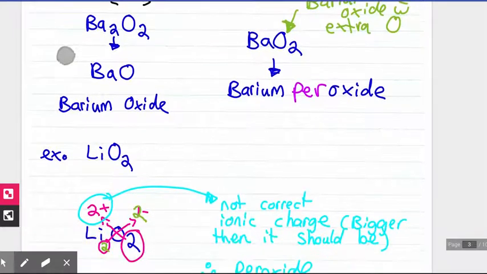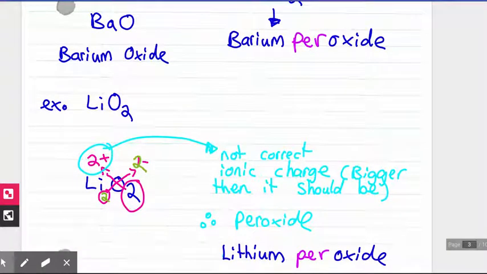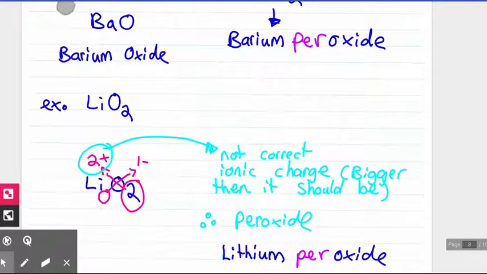All right, another example, lithium LiO2. If we wanted to name this, we would do a reverse crisscross. If we cross our charges up, it looks like that 2 crosses up to give lithium a charge of 2 plus, and an invisible 1 gives oxygen the charge of 2 negative.